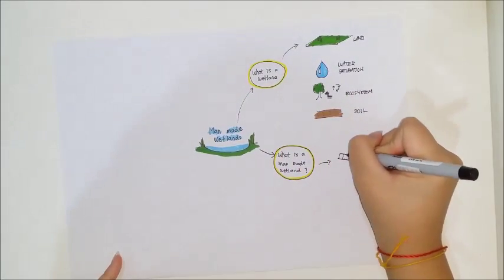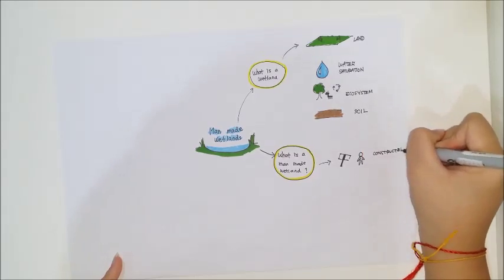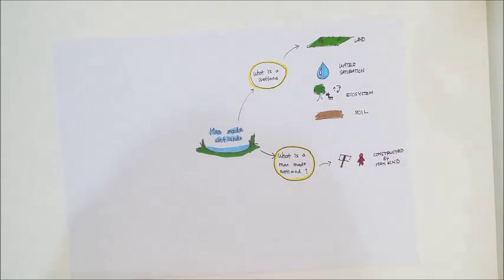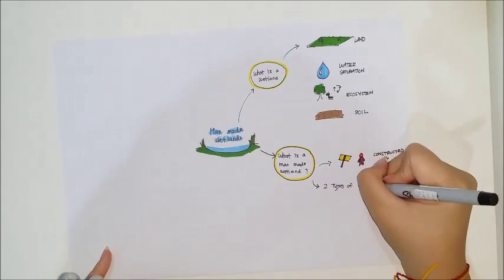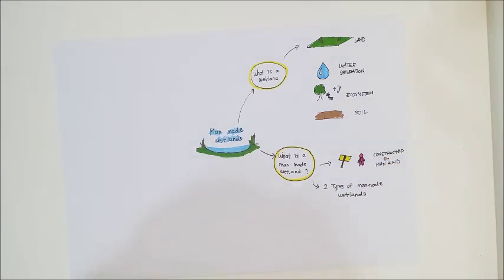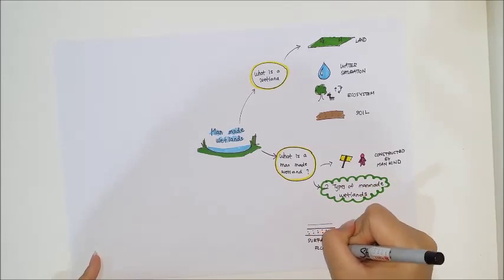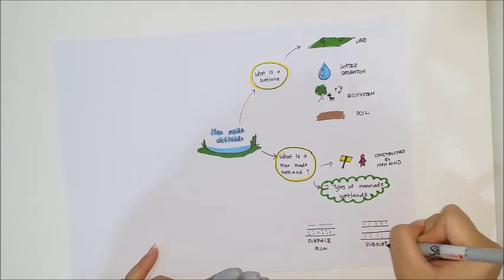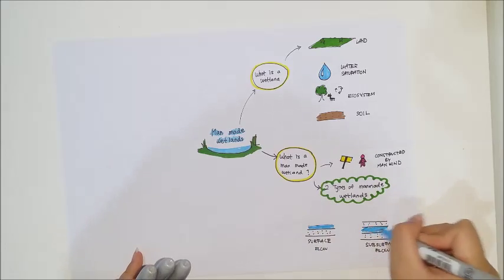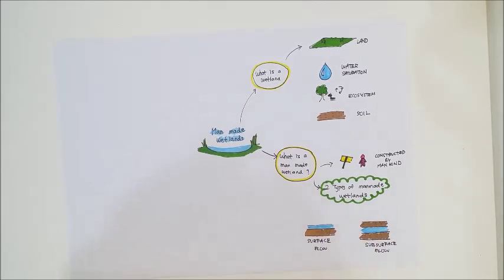What is a man-made wetland? A man-made wetland, or better known as a constructed wetland, is an artificial wetland constructed by mankind to recreate the structure and function of natural wetlands. There are in total two types of man-made wetlands. One of them is the subsurface flow man-made wetland, and the other is the surface flow man-made wetland.